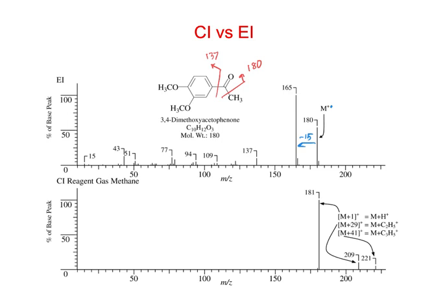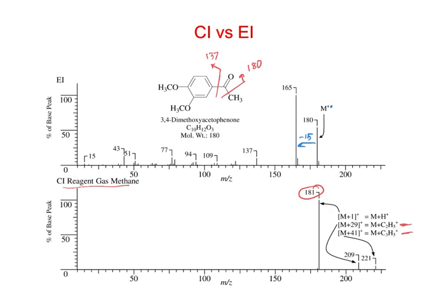So this isn't a bad spectrum because we see the molecular ion. But if we compare this, here's the CI spectrum with methane as the reagent gas. Whereas we have the 180, now we see a large 181 with no fragment ions. We also see, even with methane, some M+ethyl cation and some M+propyl cation.